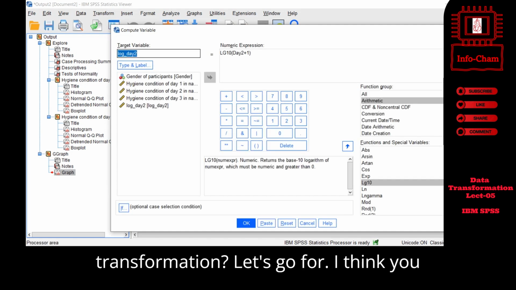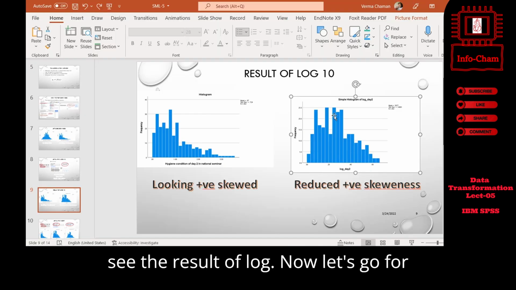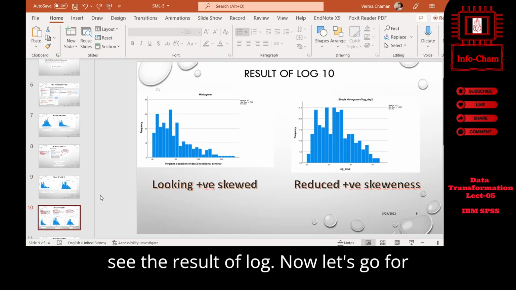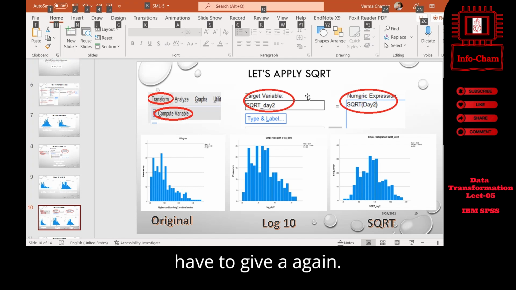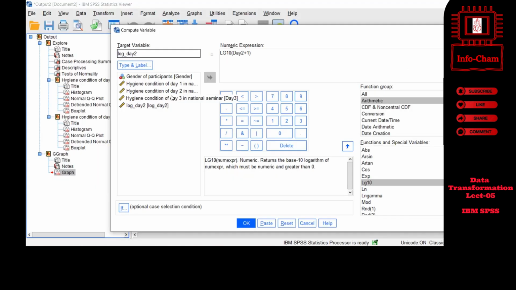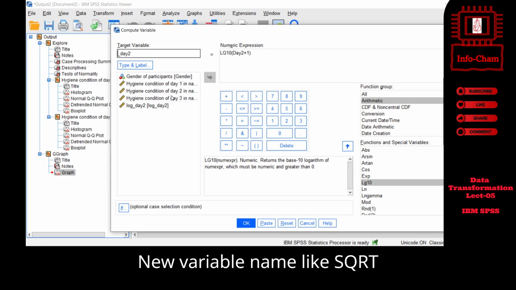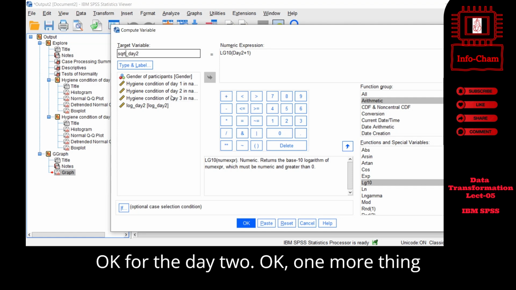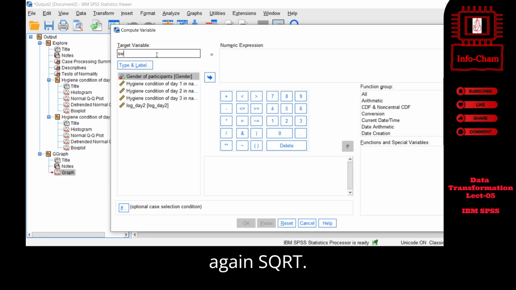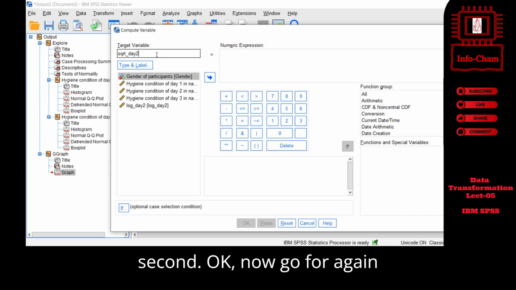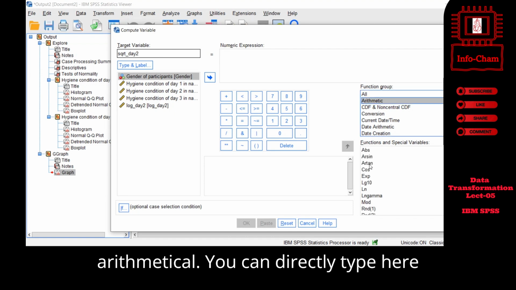So what is our next transformation? I think you have seen the result of log. Now let's go for the square root, right? So for square root, we have to give again a new variable name like Sqrt for the day 2. Okay, one more thing, you have to do a reset. You can do reset again, Sqrt underscore day second.